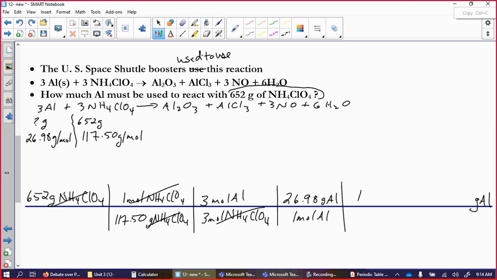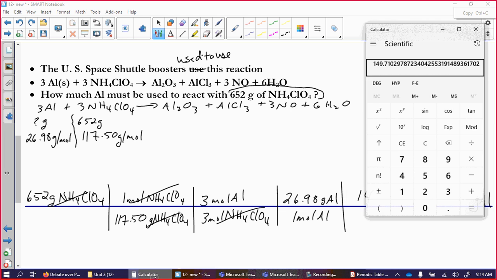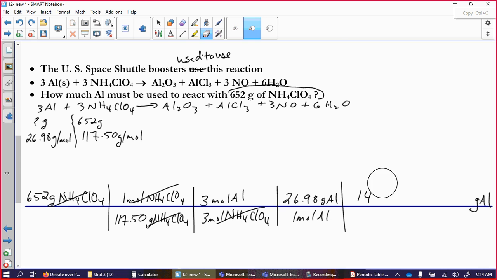So that was 140, 150 grams of aluminum. Well, 3 moles needs 3 moles, so if I find the number of moles of this and convert it, this makes sense that that number is smaller because there's a factor of almost 5, 4.5.